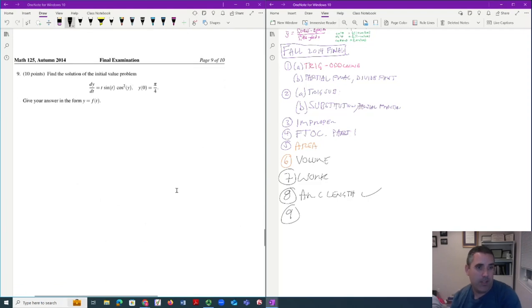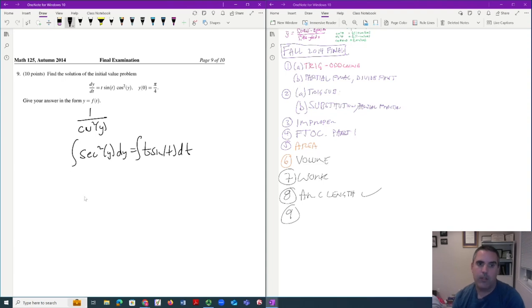Then we have a separate and integrate. So step 1, separate. That's actually secant squared. So it's secant squared of y dy equals t sine of t dt. That's an integral. I know that's an integral. I think I'm pretty good. This is going to be integration by parts. Pretty happy with that.